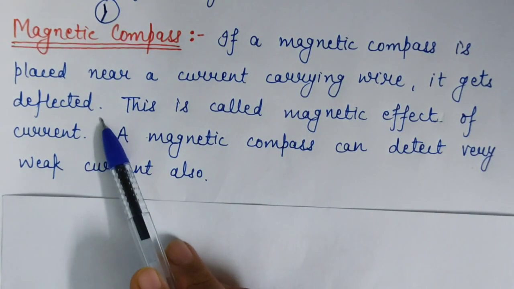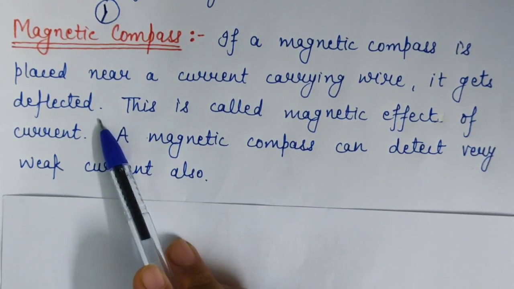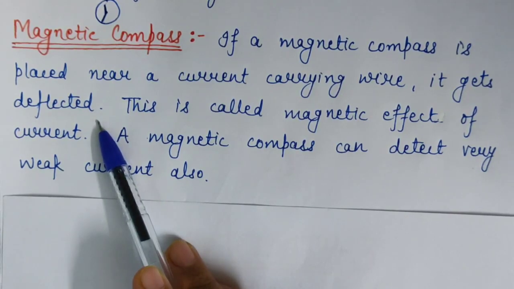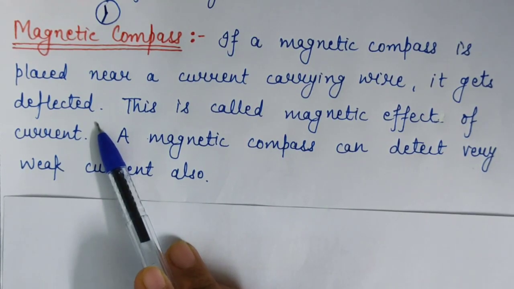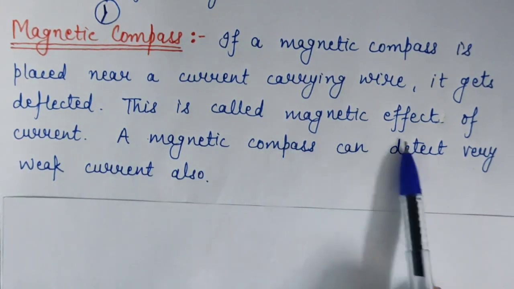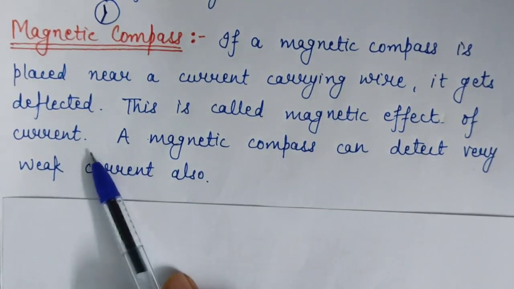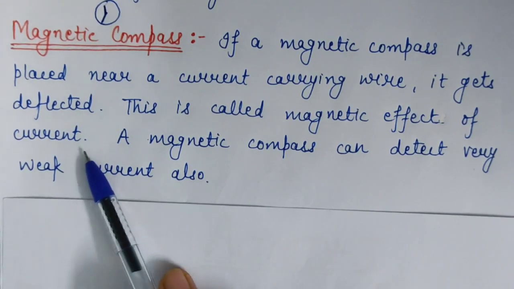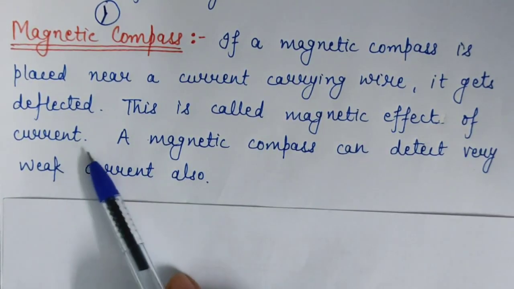It means when the magnetic compass is deflected, or the deflection in the magnetic compass shows that some amount of current is flowing through the liquid. It shows the presence of current through the liquid or through the circuit, and this is called the magnetic effect of current. Means this works on the principle of the magnetic effect of current.